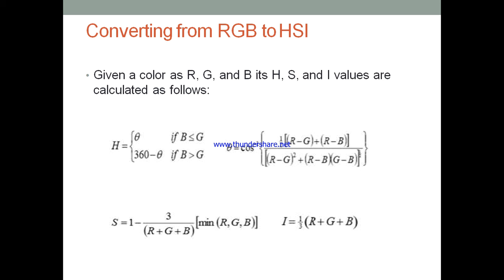We have certain formulas for converting the RGB model to the HSI model. The formula is that H is equal to theta, or 360 minus theta. If B is less than or equal to G, we choose theta, and if B is greater than G, we choose 360 minus theta. But theta is cos inverse of one half times (r minus g plus r minus b) divided by the square root of (r minus g) the whole squared plus (r minus b) times (g minus b). These are the formulas involved in converting RGB to HSI.